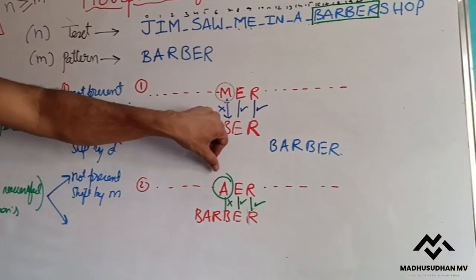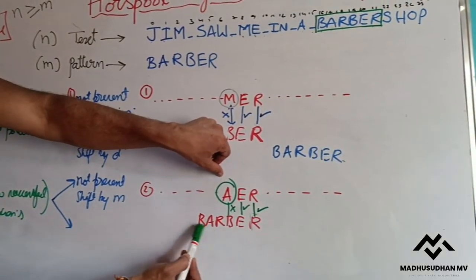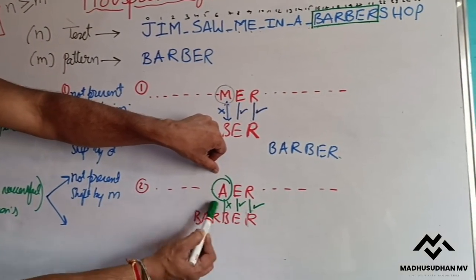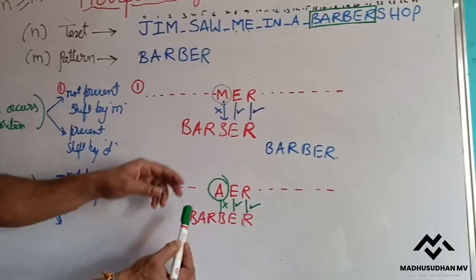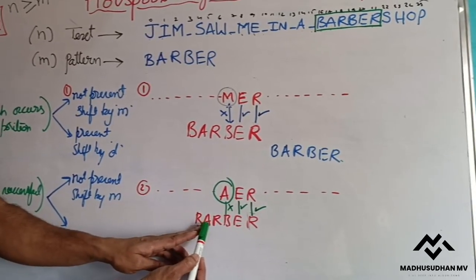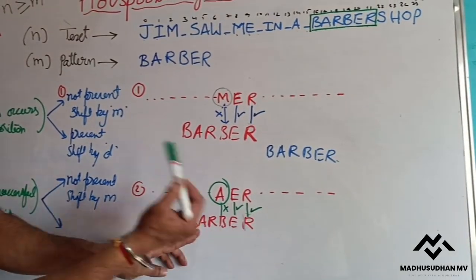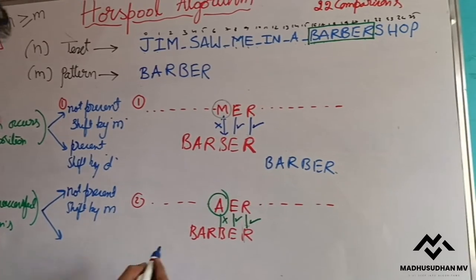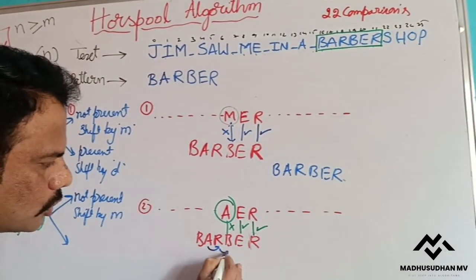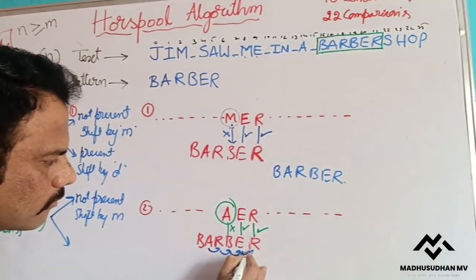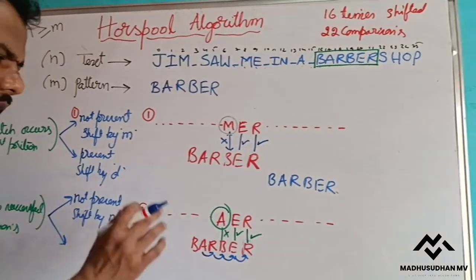The mismatch character is what? A. Whether that is present in the remaining characters? Yes, in the remaining characters it is present, A. Now you check at what distance it is to the last character of the pattern. This is 1, 2, 3, 4. It's a distance of 4.